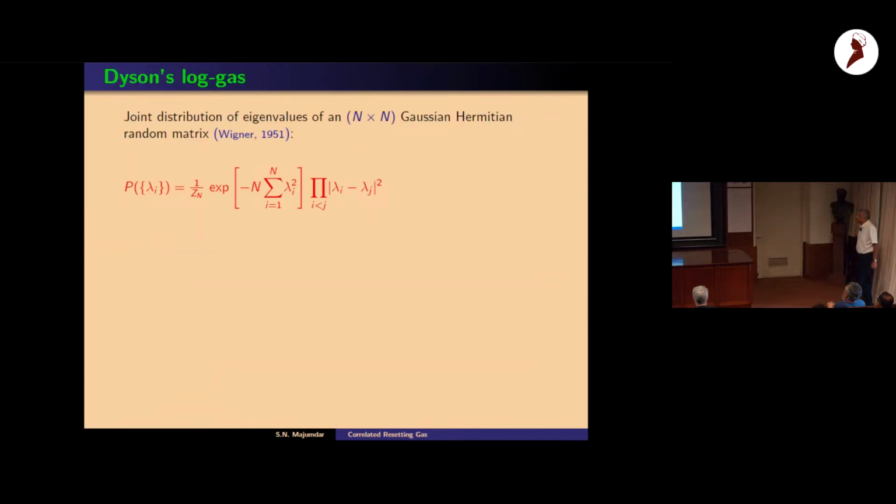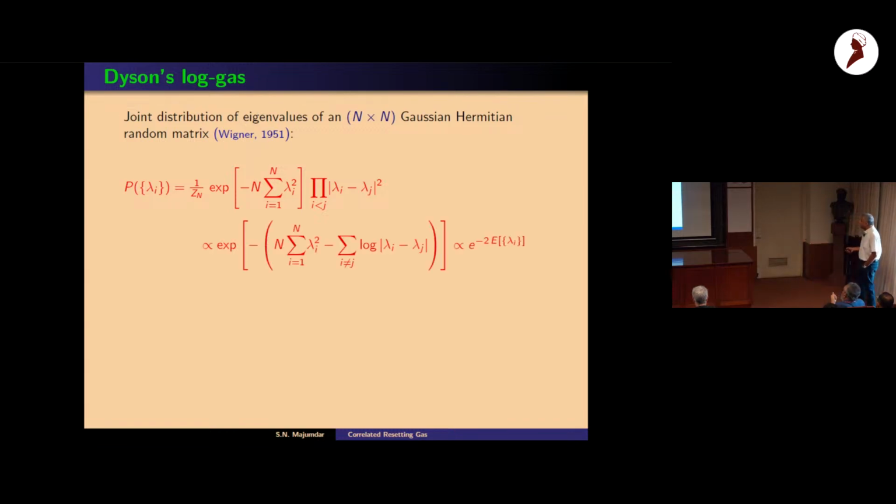And we can actually compute the joint distribution. It is given by a Gaussian factor here, but there's an additional factor, which is called the van der Monde term, which makes these eigenvalues correlated. If you didn't have this term, they would be uncorrelated, it would be a product. But because of this term, they are strongly correlated. And this is the famous eigenvalue repulsion, because you see that the probability that two eigenvalues are very close to each other vanishes as a power of the distance between them. And this eigenvalue repulsion is well known in quantum chaos and nuclear physics.